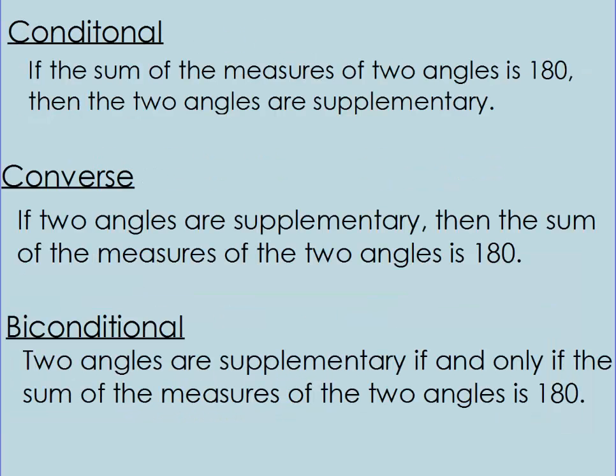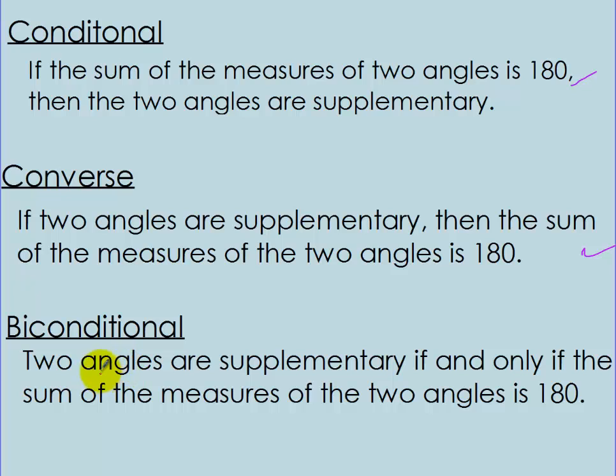Alright, what's a conditional? A conditional is: if the sum of the measures of two angles is 180, then the two angles are supplementary. You know that's true. The converse says: if two angles are supplementary, then the sum of the measures of the two angles is 180. Is that true? Well, yeah, because if they're supplementary, they're supposed to add up to 180 degrees. So both of these statements are true.